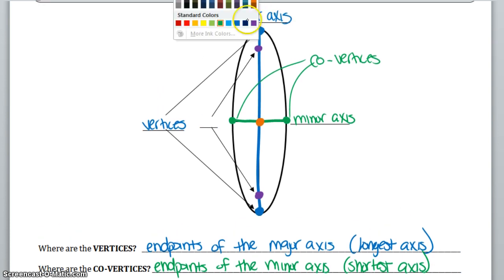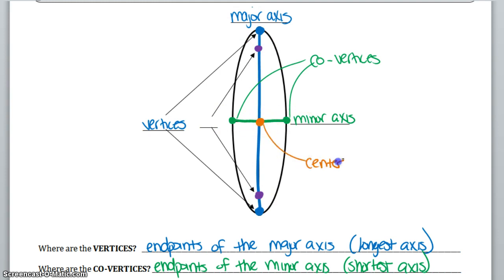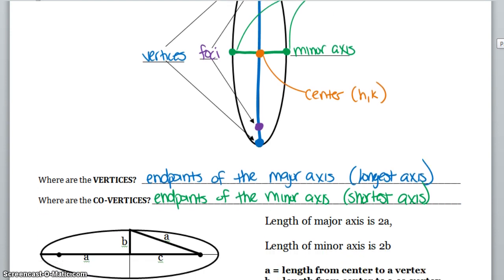Next, let's look at the intersection of the major and minor axis. This orange dot is called our center. This is going to be (h, k), just like it was with the circle. The last thing we need to talk about are these purple points on the major axis. These are called the foci, which is plural for focus. You'll notice, just like with your parabola, the focus is inside the curve of essentially each parabola that connects together to make the ellipse. Let's now look at some different values.